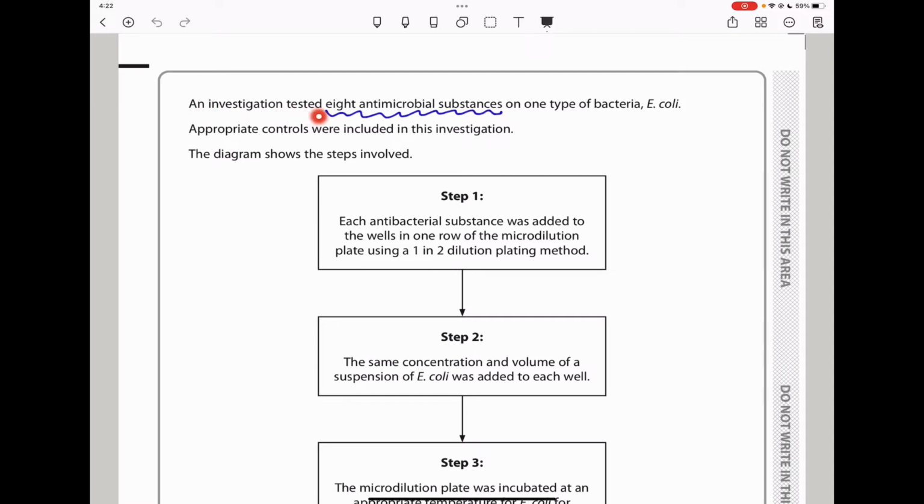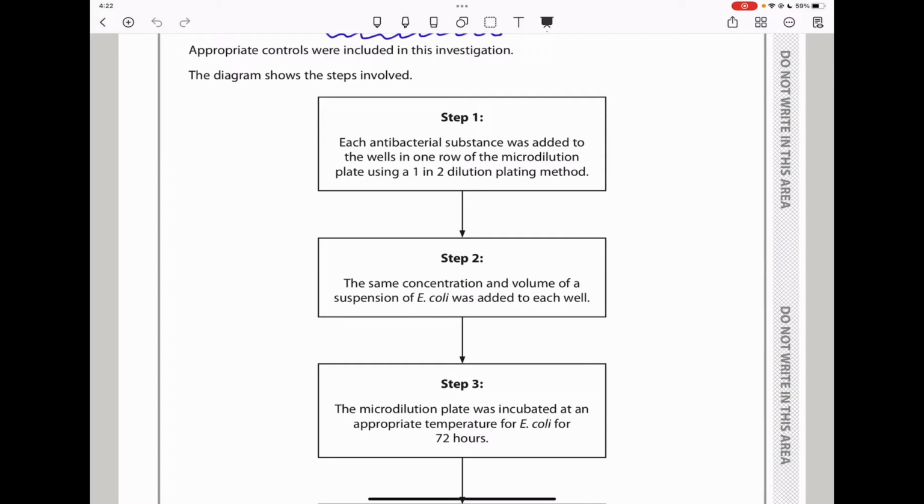An investigation tested 8 antimicrobial substances on one type of bacteria, E. coli. Appropriate controls were included in this investigation. The diagram shows the steps involved. So I'll look at step 1. It says each antimicrobial substance was added to the wells in one row of the microdilution plate using a 1:2 dilution method. Step 2, the same concentration and volume of suspension of E. coli was added to each well.